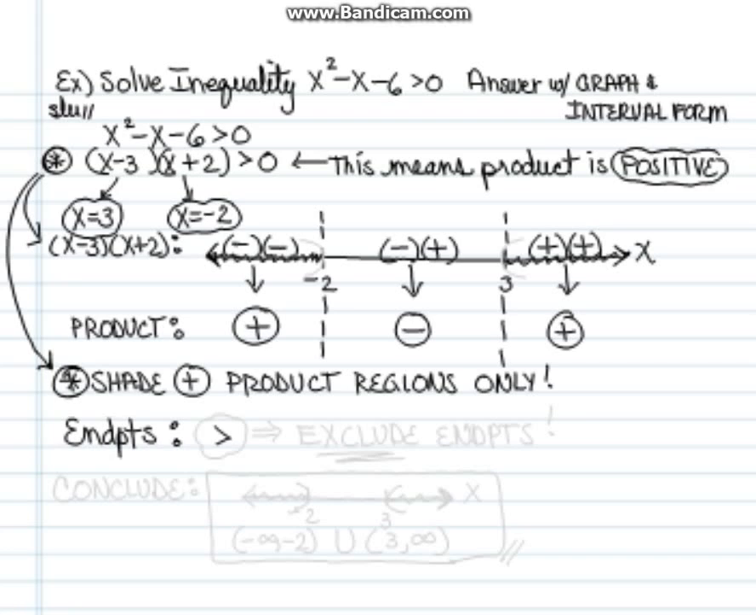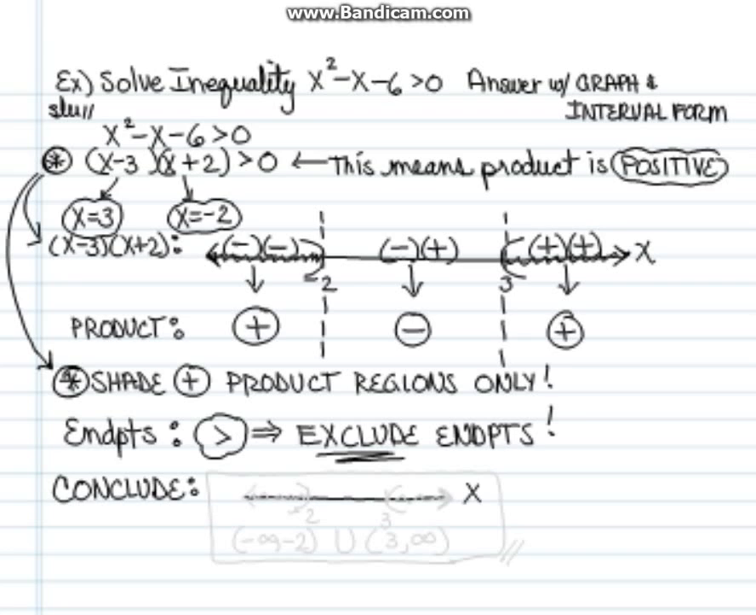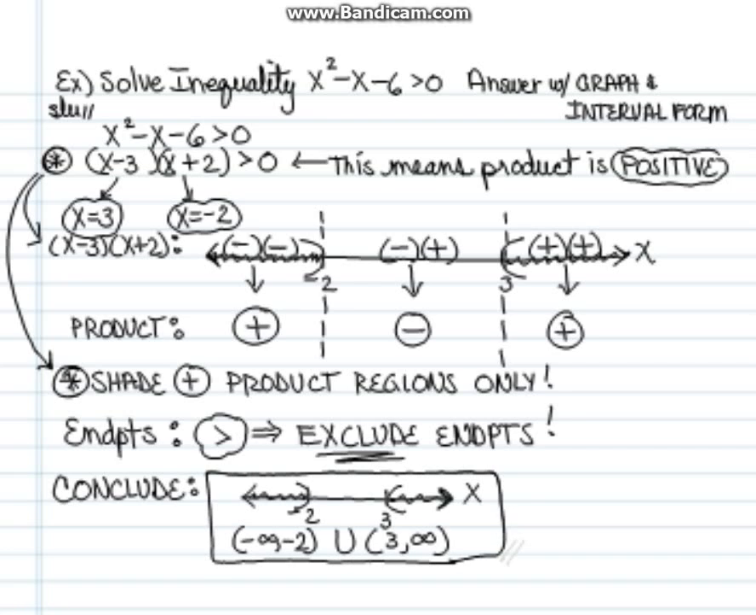Okay, the endpoints: from the original question there was no equal portion, and that implies that we exclude our endpoints. We put round brackets instead of boxy brackets. There's our graph. Let's make it nicer. Here is our x-axis, our value -2 and our value 3. We're going to shade everything to the right of 3 and to the left of -2 with round brackets, no boxy brackets, because we're not including the endpoints. In interval form: open bracket from negative infinity to -2, union with open brackets from 3 to infinity.